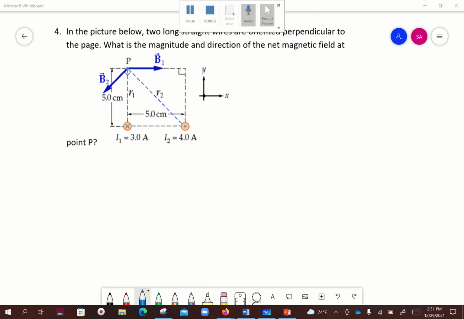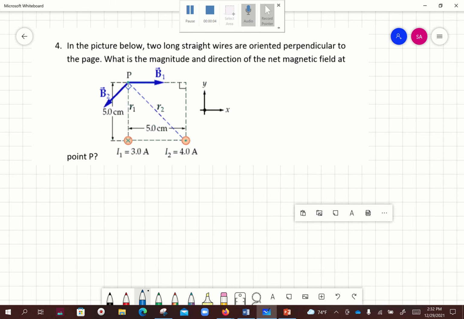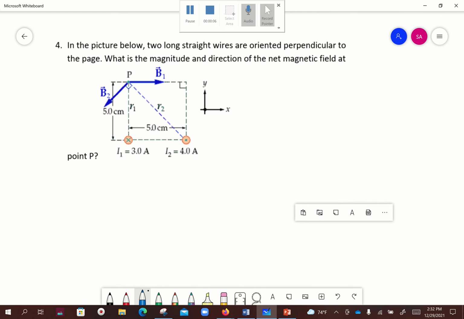Okay, so another kind of problem you often get is where you have multiple long straight wires with currents flowing through them. Each of them is going to create a magnetic field, and we need to find the magnitude and the direction of the net magnetic field at a given point. So here we've got two wires. Current 1 is going in, current 2 is going out of the page, and we want to look at the top corner of that square, the top left-hand corner at point P, and figure out what's the net magnetic field.